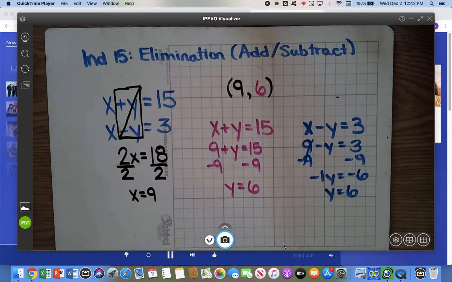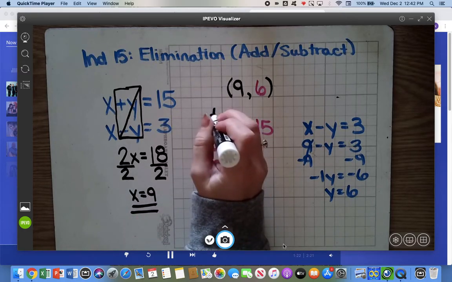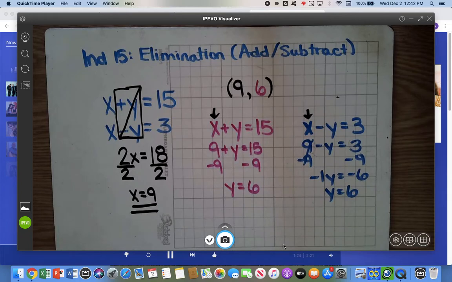Once you know the first variable, you simply plug it in to either equation, and you do not have to solve it twice. You only have to solve it once. I'm just showing you you have two options. So you would plug in what you know, and we now know x is 9 and y is 6. So if we wanted to graph that on Desmos, the point of intersection would be 9, 6.